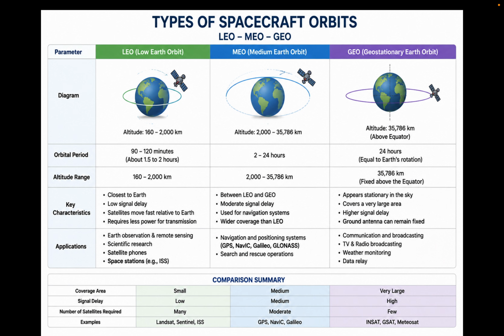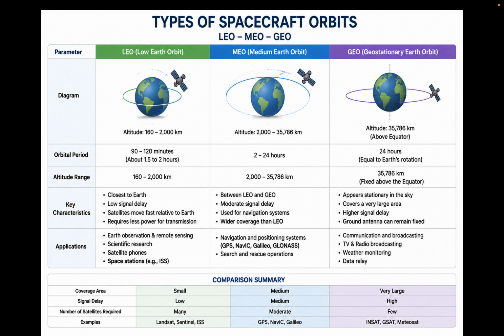Among them, one of the categories is LEO. We call it low Earth orbits. When we consider low Earth orbits, the distance of the orbit from the surface of the Earth is from 160 to 2000 kilometers. And mostly the satellites in these orbits revolve around the Earth within a time duration of 1.5 to 2 hours.